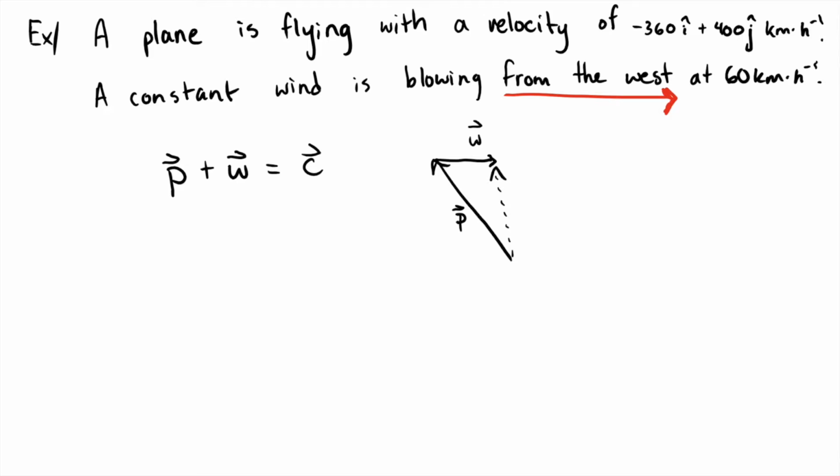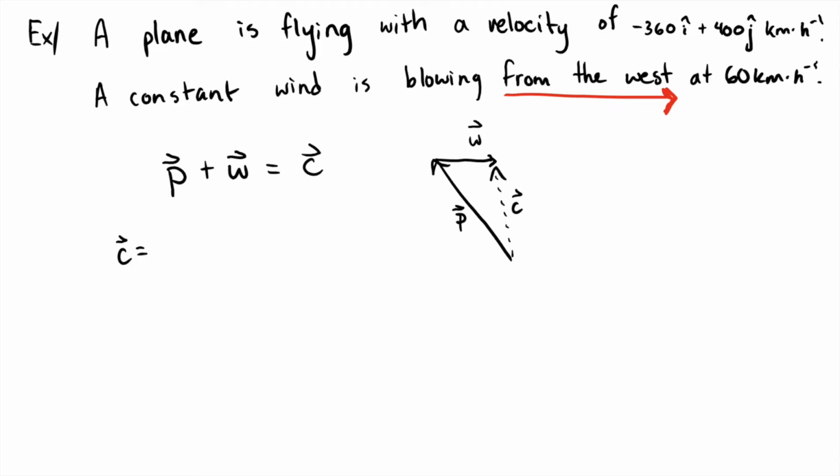So I can think about it from a geometric standpoint, and I've drawn a diagram there. I can also think about it from an algebraic standpoint. I've constructed a vector equation where p plus w is equal to c. So to find the resultant velocity c, I really just have to add together these two vectors.